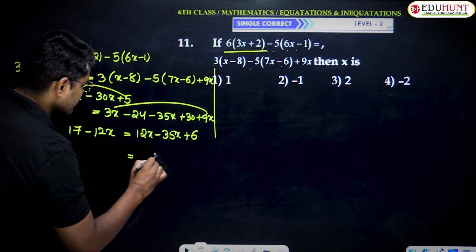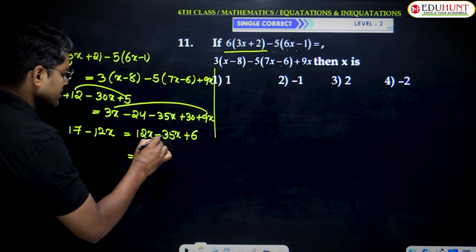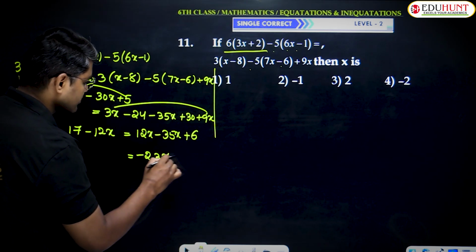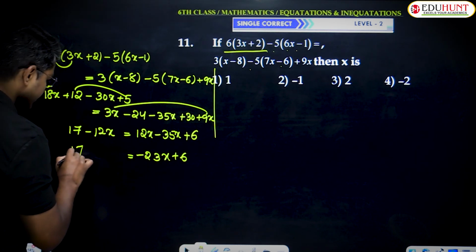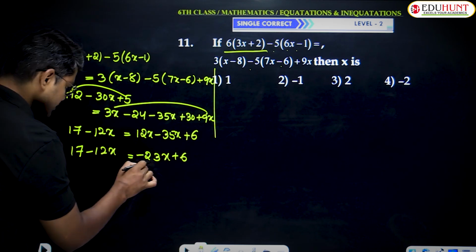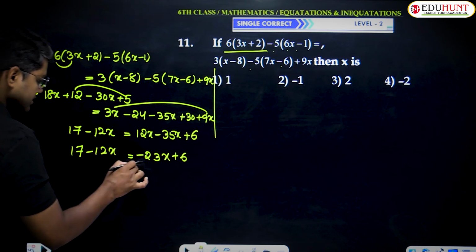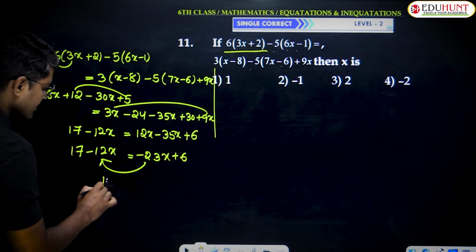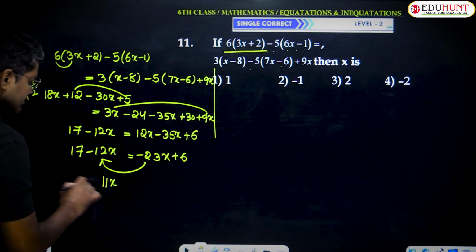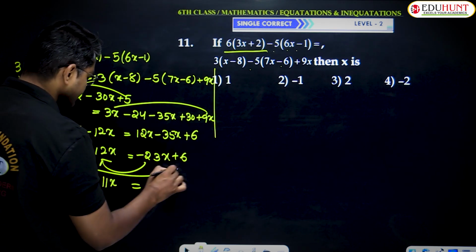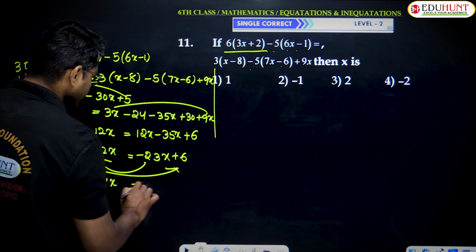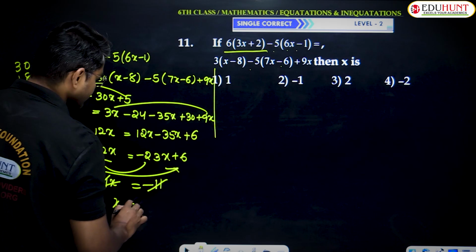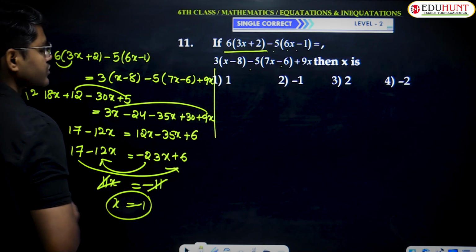5 minus 2, 3, 3 minus 1, 2, x plus 6, 17 minus 12x. So, this becomes plus 23, minus 12 plus 23, 11x is equal to, this becomes 6 minus 17, minus 11. 11 ones, 11 ones, x is equal to minus 1. So, which is option 2.